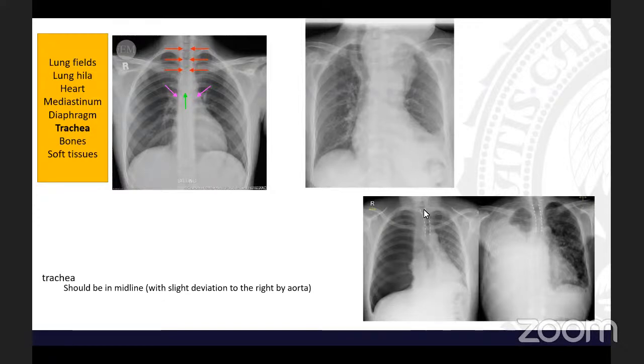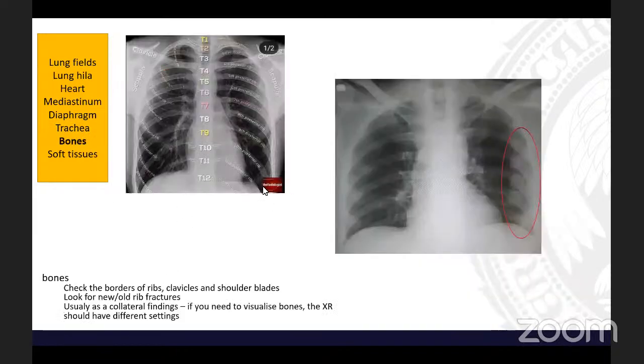And you see it can be shifted. This is pneumothorax, a tension pneumothorax with shifted mediastinum and trachea. Sometimes the trachea is the only thing you can find in the mediastinum. So trachea and bones and soft tissues. Why did I put bones at the end?